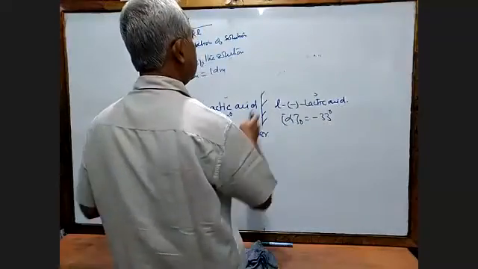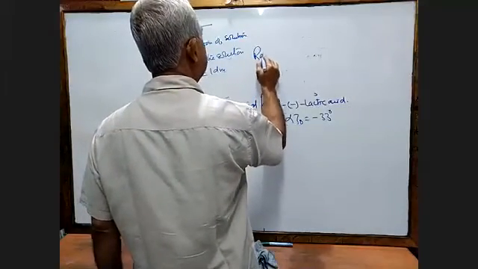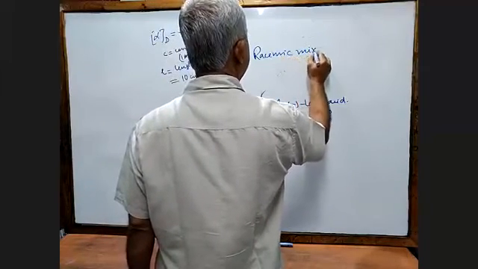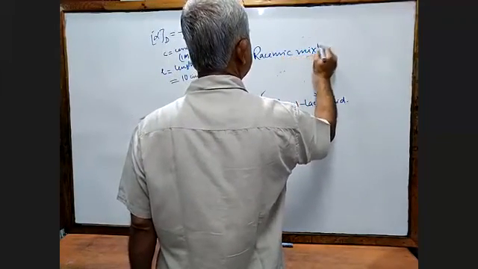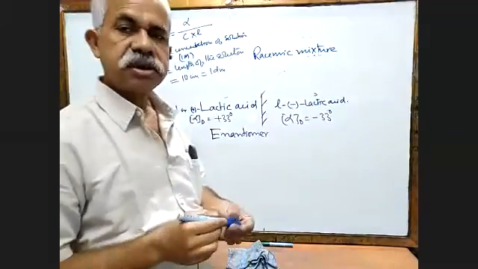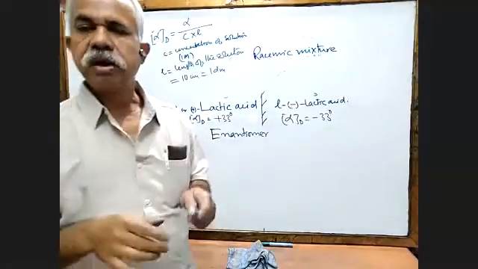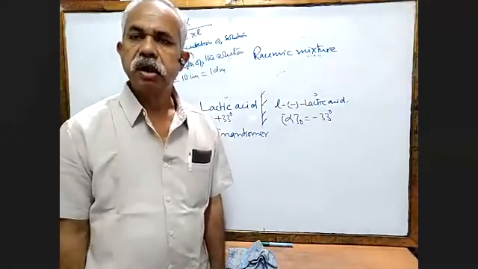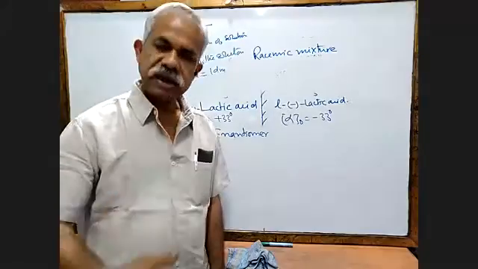So this is called racemic. So racemic mixture should contain what? A racemic mixture should contain an equal amount of both the enantiomers, which makes the solution optically inactive. You can write it down.